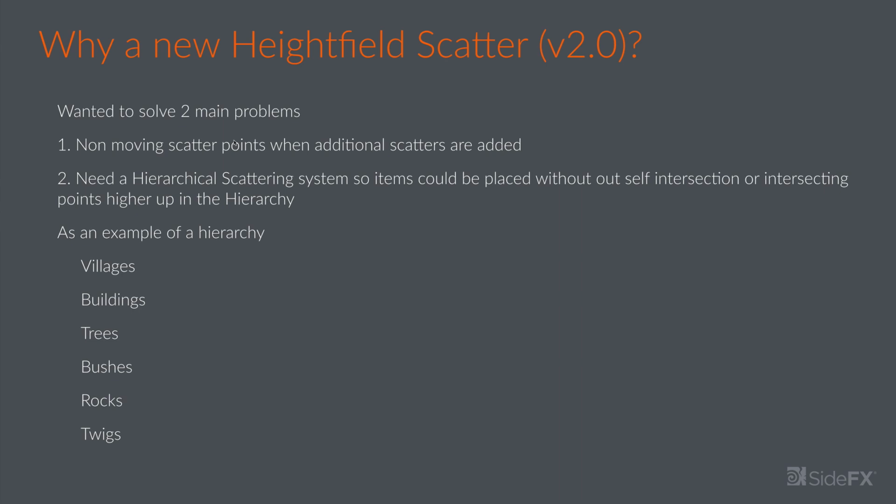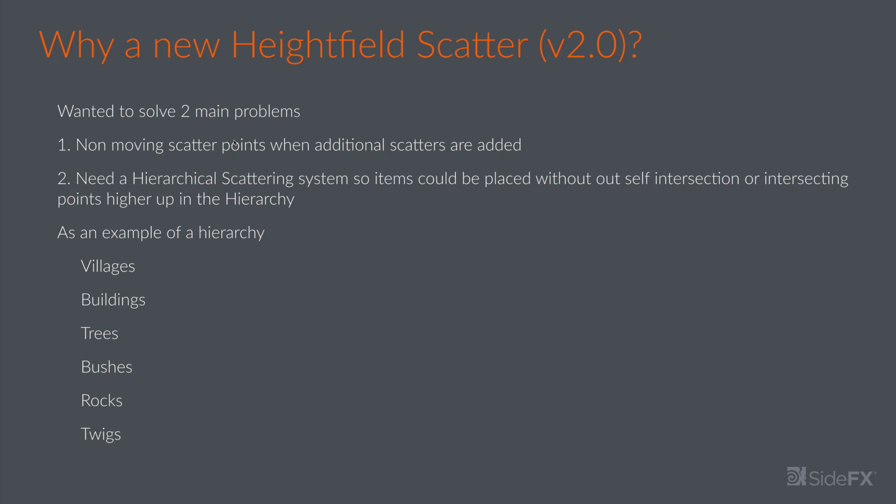The first problem was non-moving scatter points when additional scatters are added. So imagine you just created your terrain and now you want to start decorating it. Probably the first pass you're going to do is place your major trees or villages, things that are going to be used for waypointing. So once you place them and you're happy with the placement, you don't want those points to be moved around if you do another scatter. So we solved that problem, and now you can do multiple scatters and have the previous scatters stay locked in place.